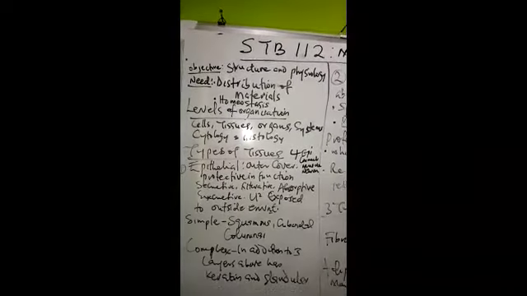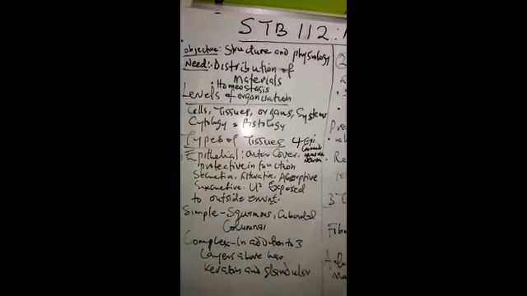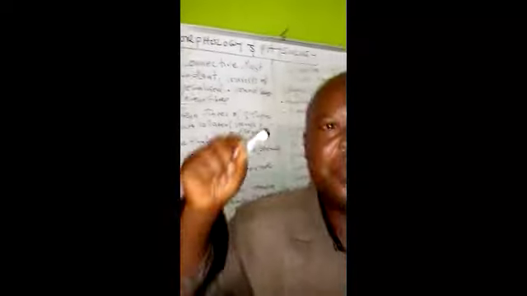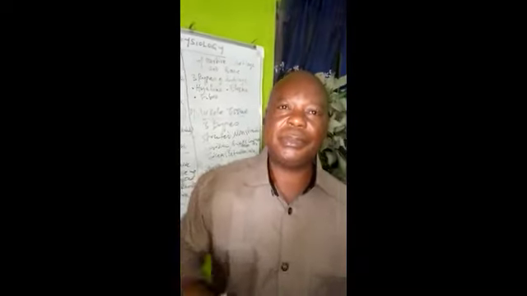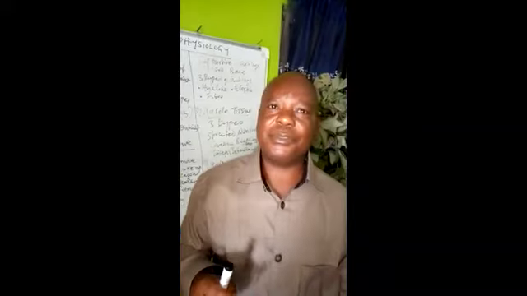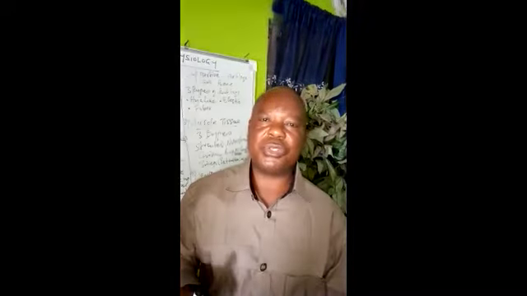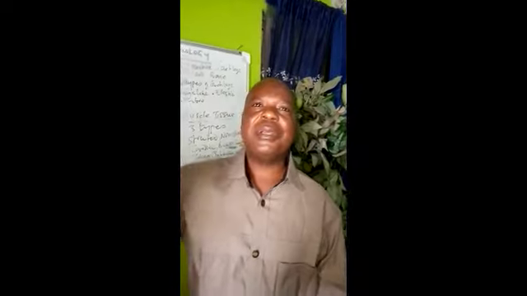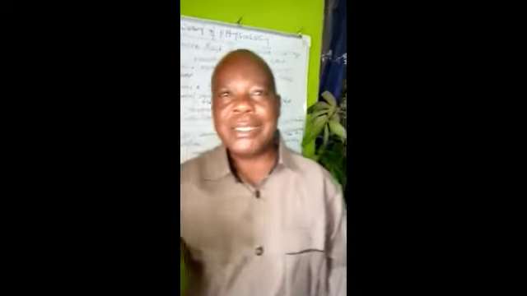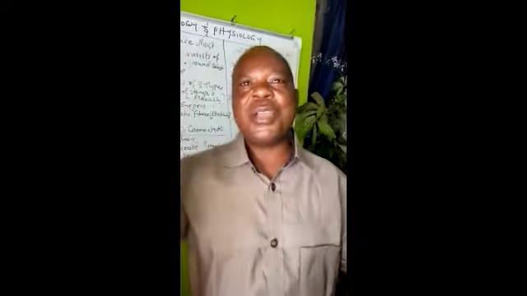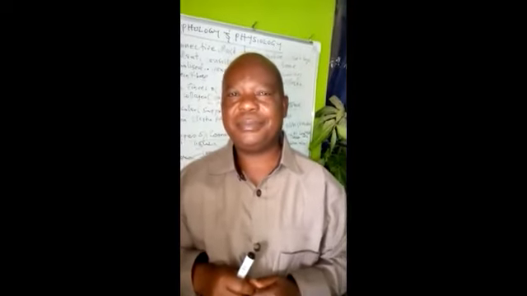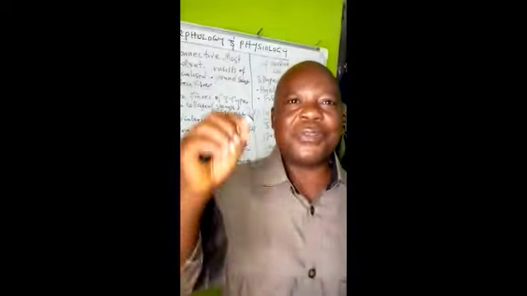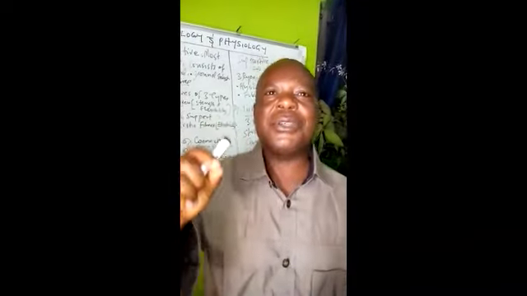Levels of organization. There are 4 major levels of organization: 1. Cells. 2. Tissues. 3. Organs. And 4. Organ systems. What is a cell? By definition, a cell is the basic functional and structural unit of life. The study of cells is called cytology.